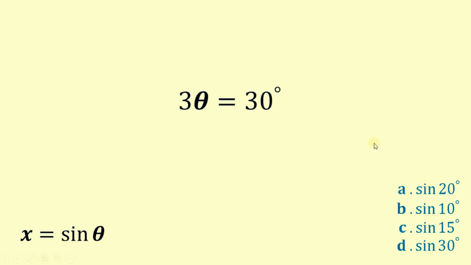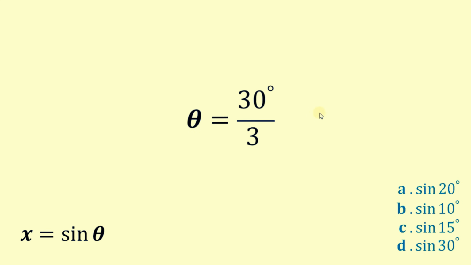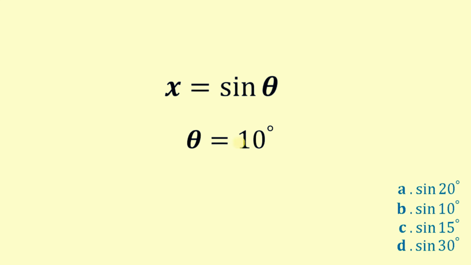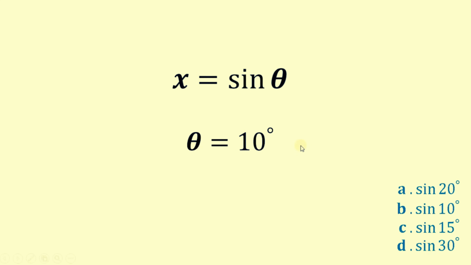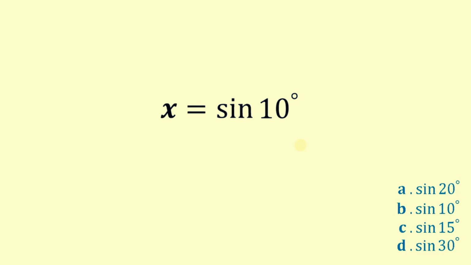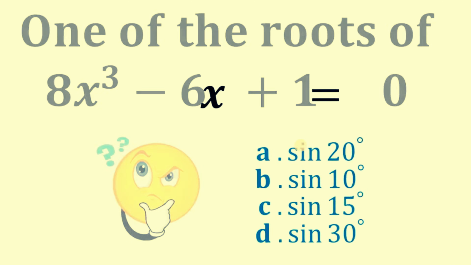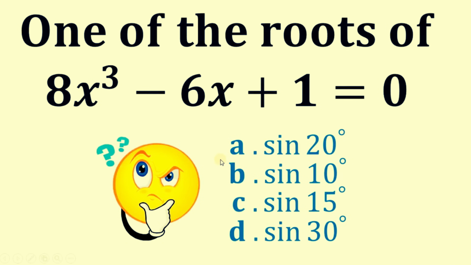Now, we choose 30 degrees because the given choices are just 20 degrees, 10 degrees, 15 degrees, and 30 degrees. Now, to solve for the value of theta, let's divide both sides by 3. And 30 degrees over 3 is just 10 degrees. Therefore, since x is just sine theta and theta is 10 degrees, x is equivalent to sine of 10 degrees. Therefore, our answer to this question is letter B, sine 10 degrees. And as always, we are done.